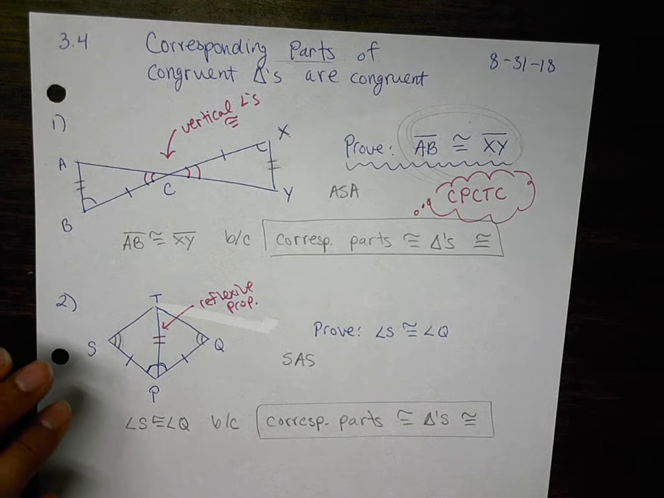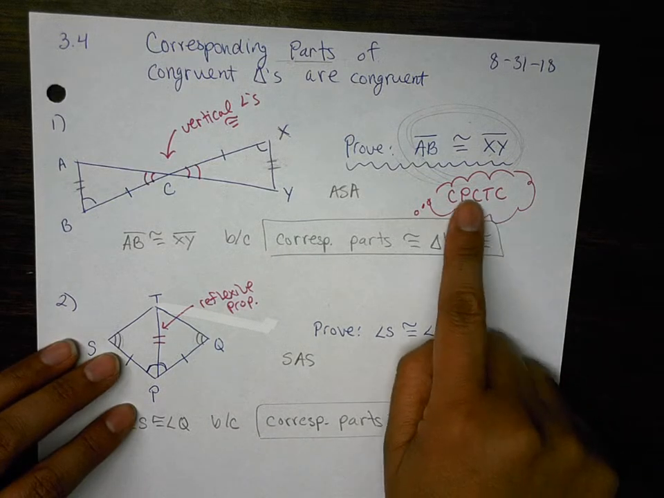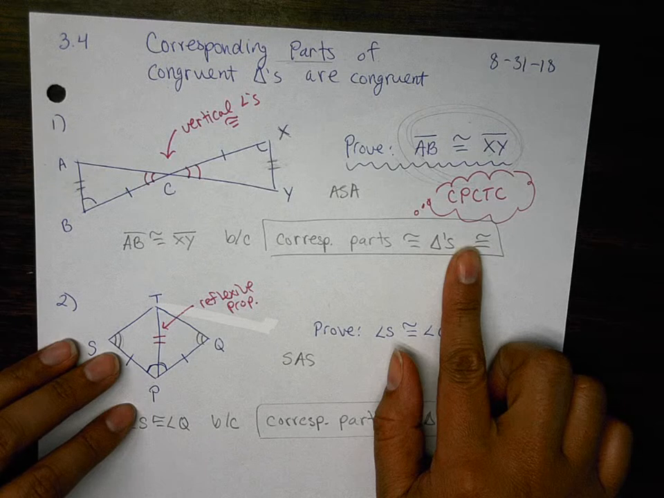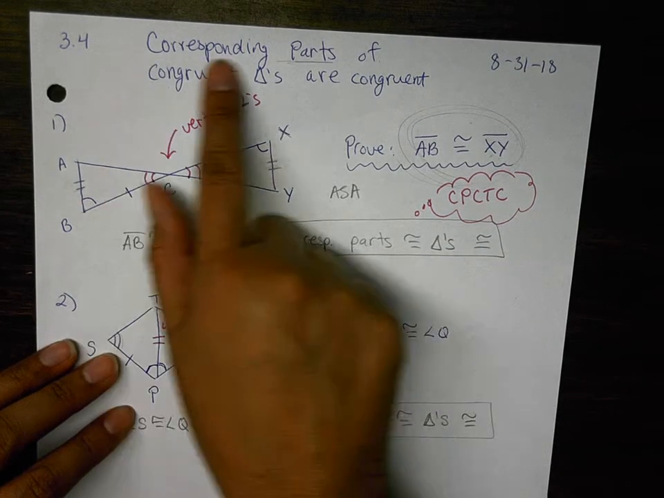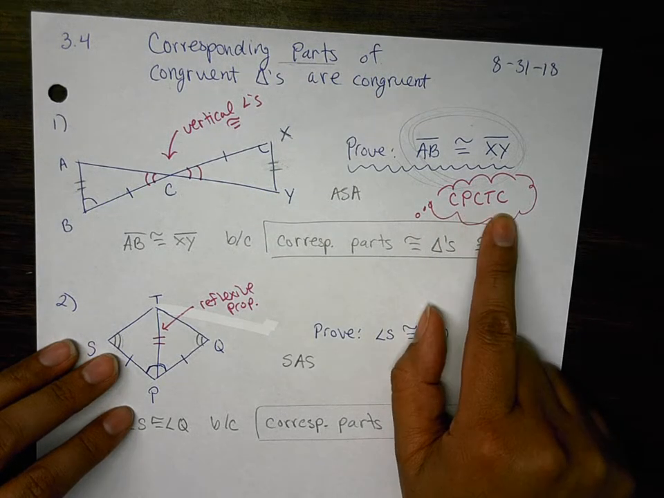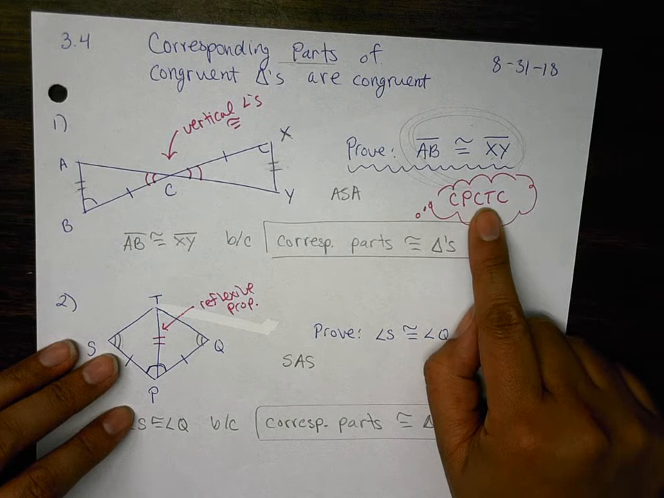Now, I'm showing you this only because when you see it, I want you to recognize that you are not allowed to use it. When you're doing homework or quizzes or a test and you put this as your reason, instead of writing this out, I'm not going to accept it. This is what I want you to write, this or this. What do you think CPCTC stands for?